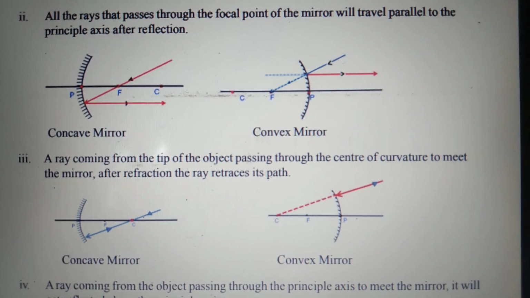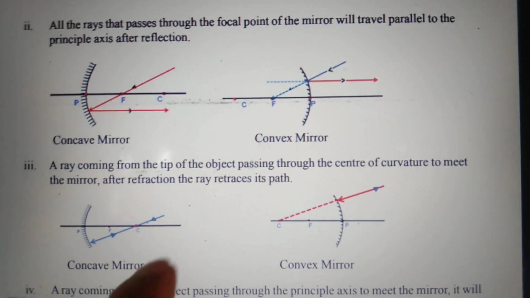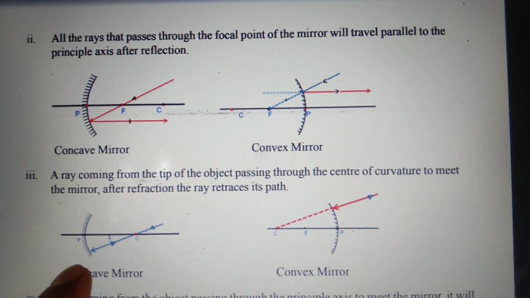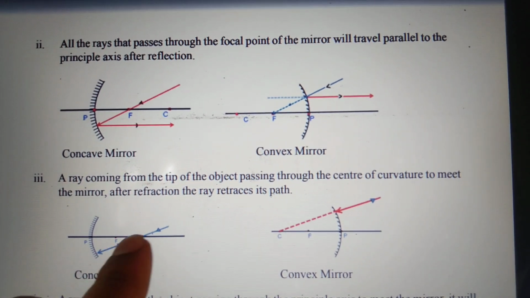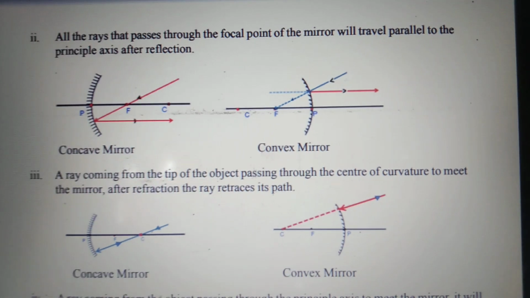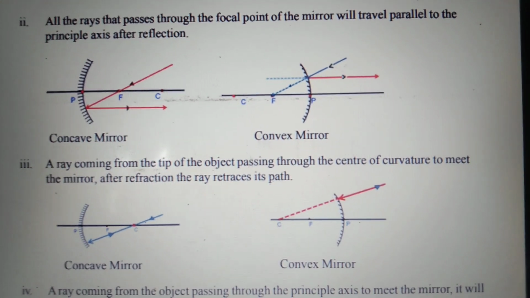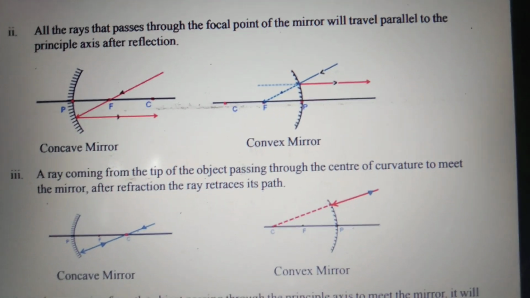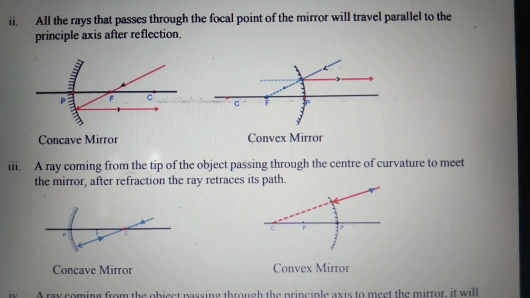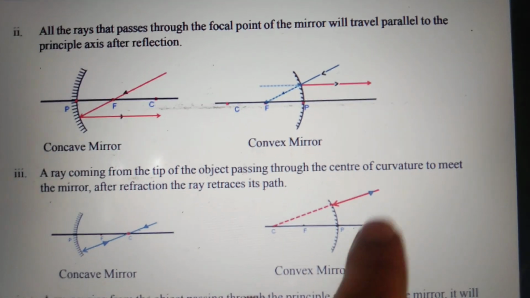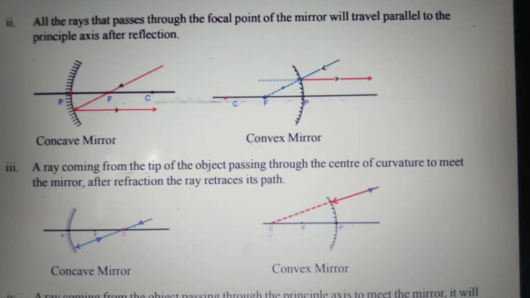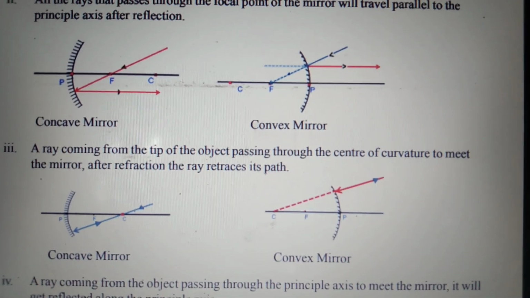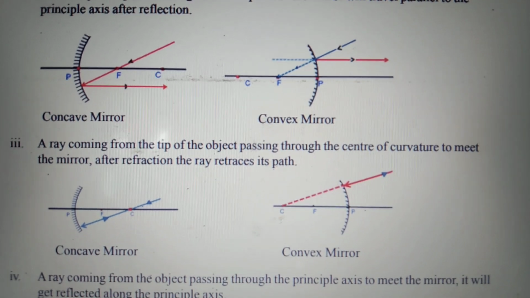Coming to rule number 3, a ray of light which is passing through the center of curvature, after reflection does not deviate from its path; it comes back along the same path but in the opposite direction. Even for a convex mirror, a ray of light passing towards the center of curvature, after reflection does not deviate from its path, again it comes along the same path but in the opposite direction.